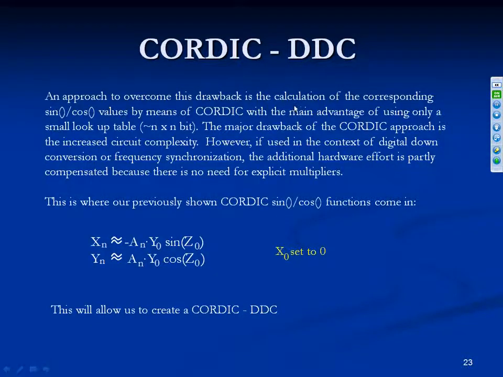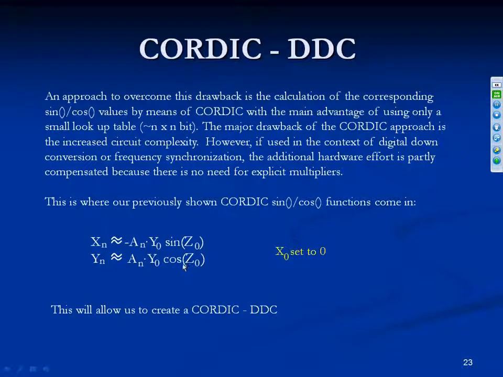So an approach to overcome this drawback is the calculation of the corresponding sine and cosine value by means of a CORDIC, with the main advantage of using a small lookup table, which will be somewhere in the neighborhood of n by n bits. So the major drawback of the CORDIC approach is the increased circuit complexity. However, if it's used in the context of a digital down conversion or frequency synchronization, the additional hardware effort is partially compensated because there's no need for explicit multipliers.